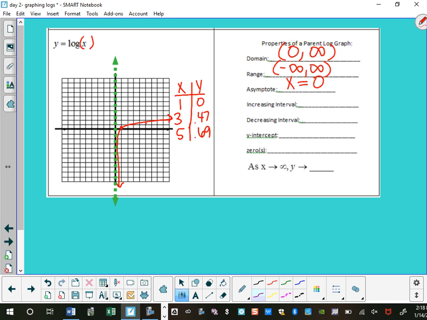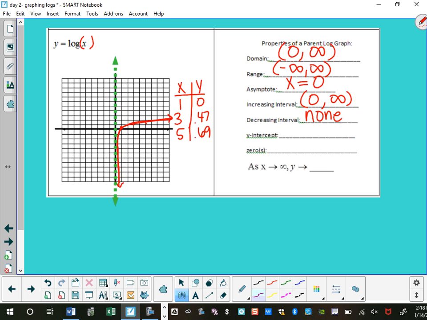From left to right, am I increasing or decreasing? I'm increasing. So I am increasing from 0 to infinity. Am I decreasing at all? No. So basically, when you're looking at your increasing and decreasing, it's going to be starting from wherever your asymptote is.